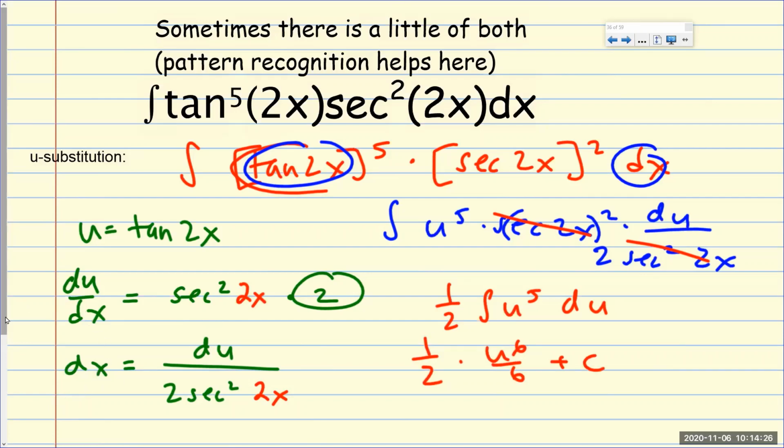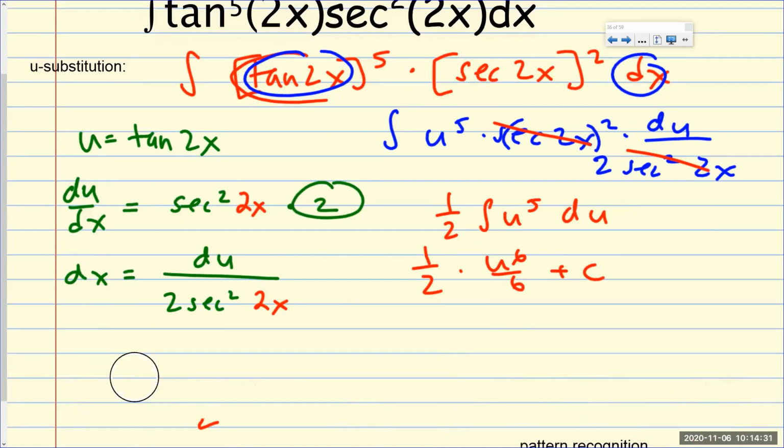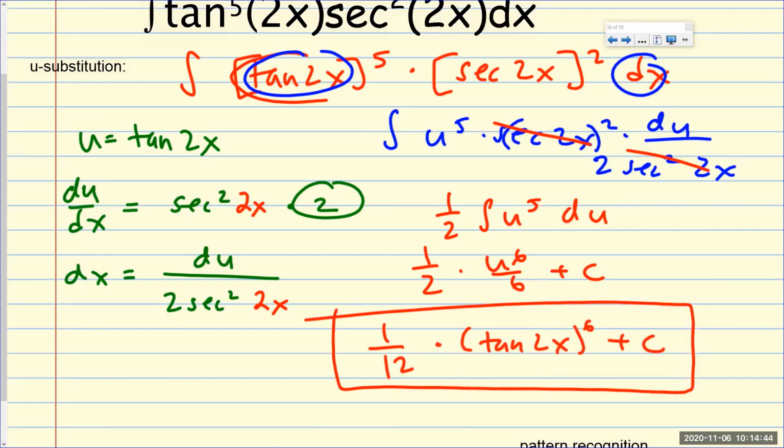Okay, but what is that really? The u is really this giant tangent 2x. So this is really 1 over 12 times tangent 2x raised to the 6 plus C. You guys comfortable with that?